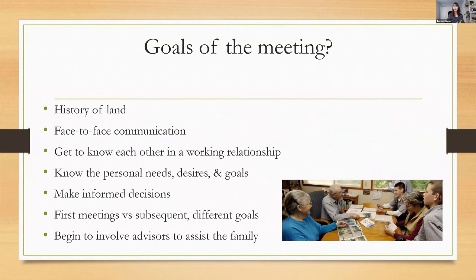So some goals you might have: talk about the history, have some face-to-face communication, working on that working relationship, learning personal needs, desires, and goals of individual family members. Maybe you have some decisions to make right away. And then recognize that first meeting versus subsequent meetings are going to have different goals and objectives. And then we want to begin to involve your advisors to assist the family. So at any point we can start deciding that, hey, we need to hear from somebody with a legal background who can talk to us about different types of family structures.